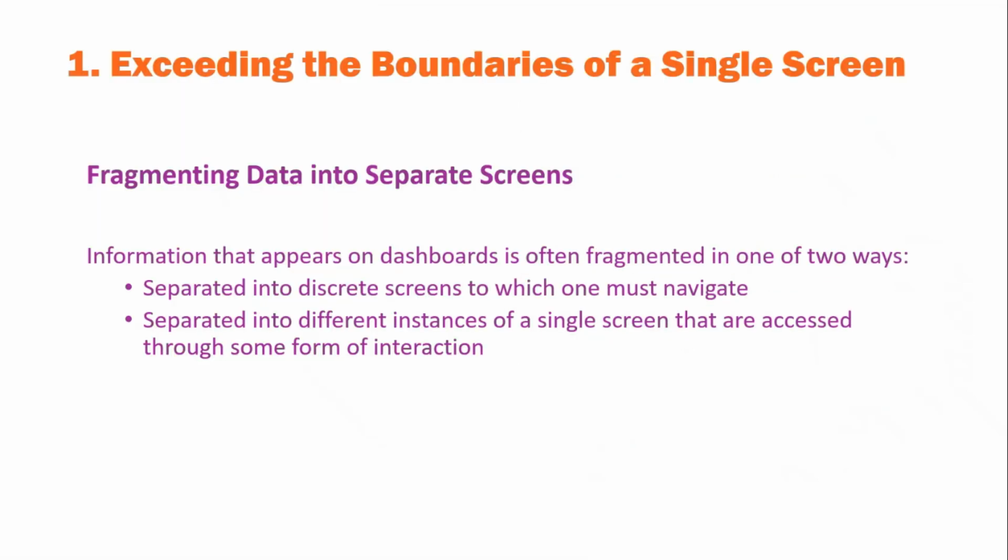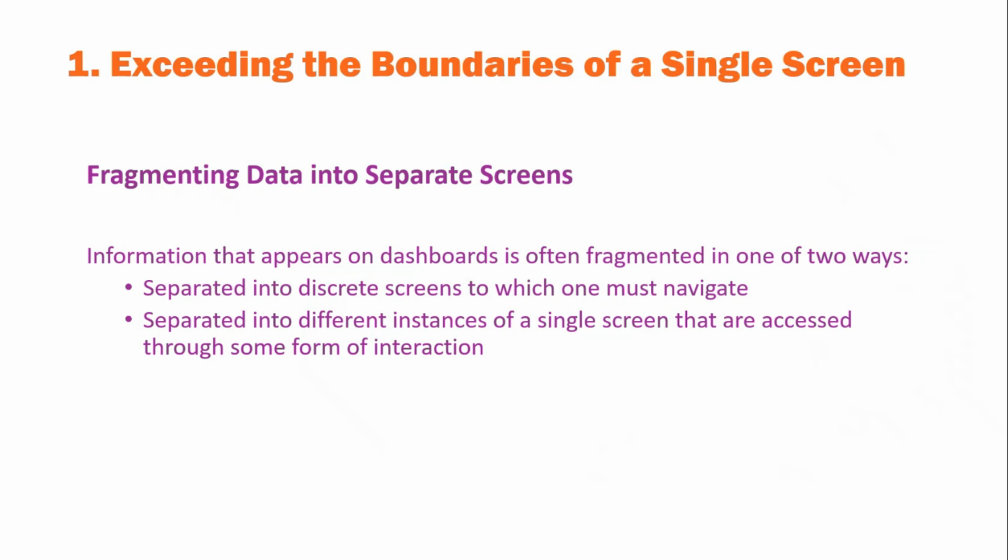The first issue is exceeding the boundaries of a single screen. This consists of two parts. The first one is fragmenting data into separate screens. As discussed, a dashboard should be presented in only one screen, but generally it is a strength to allow users to navigate between dashboards to access detailed information. However, this can be challenging when users need to see all the information at a glance.